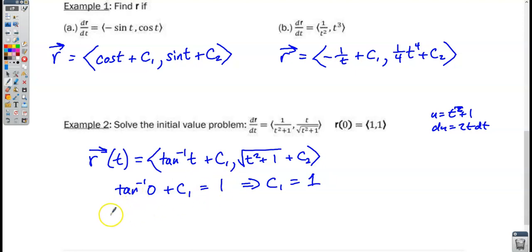And then we look at the y component. We've got the square root of 0 squared plus 1 plus c sub 2 being equal to 1. Square root of 1 is 1, so c sub 2 is going to be equal to 0.